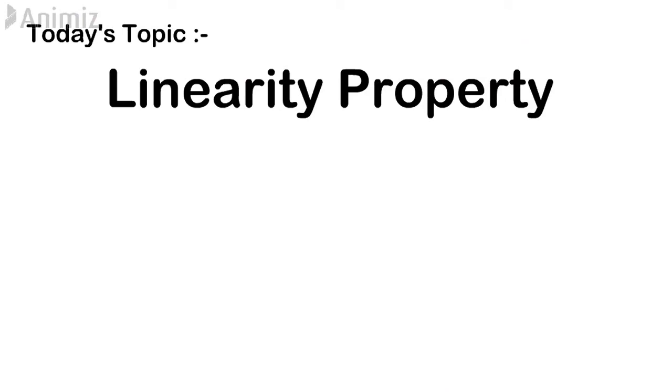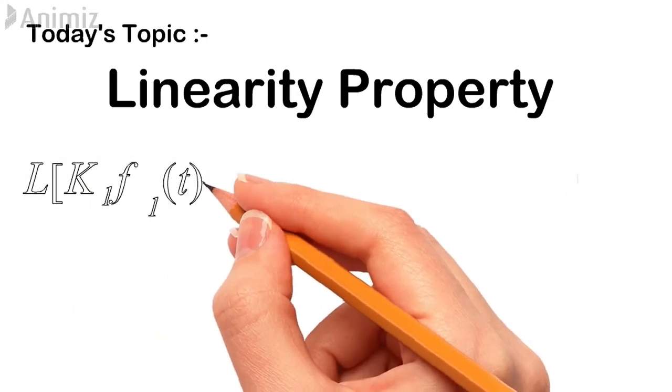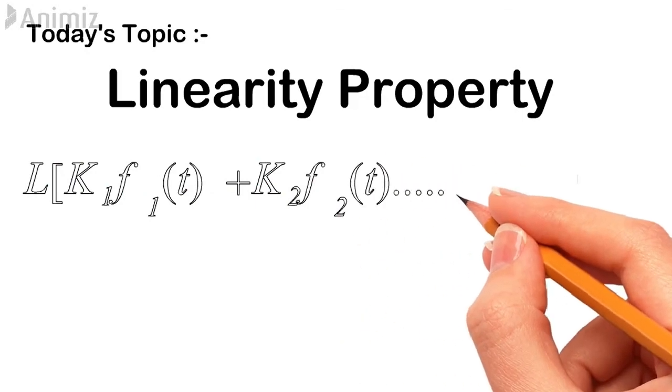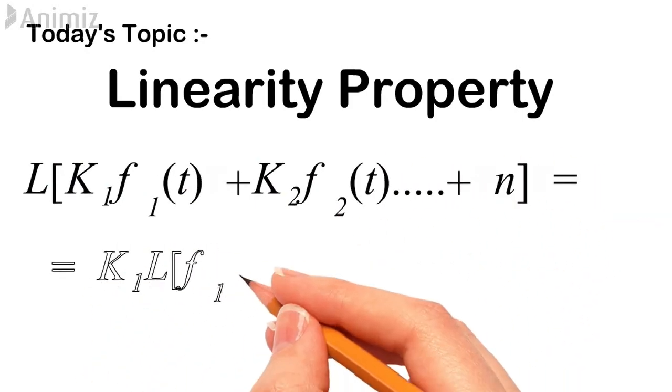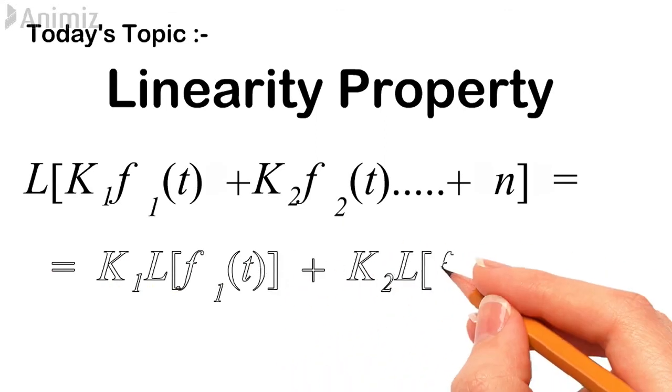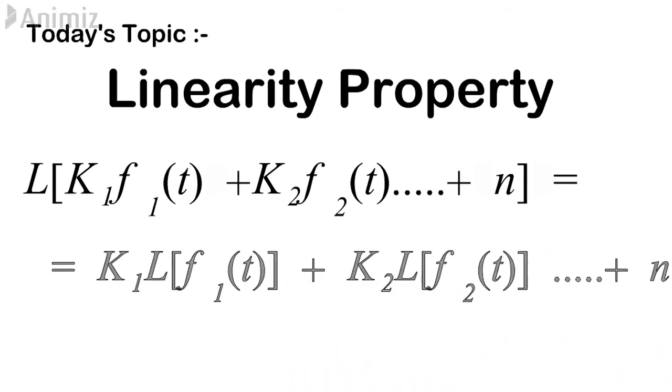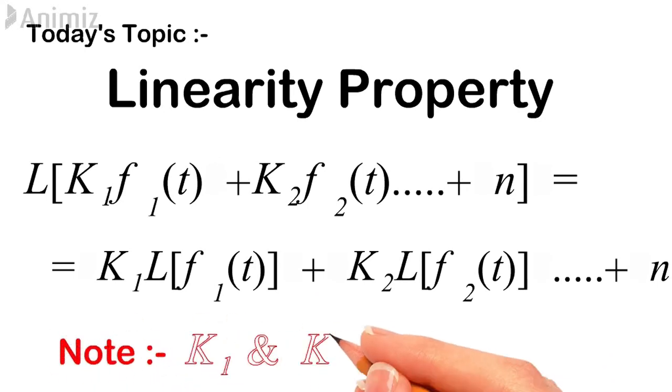Whenever we get a function of t in addition or subtraction form, we have to use the linearity property. Mathematically, it is expressed as Laplace of k1 f1 of t plus k2 f2 of t up to n is equal to k1 Laplace of f1 of t plus k2 Laplace of f2 of t up to n. Note here k1 and k2 both are constants.